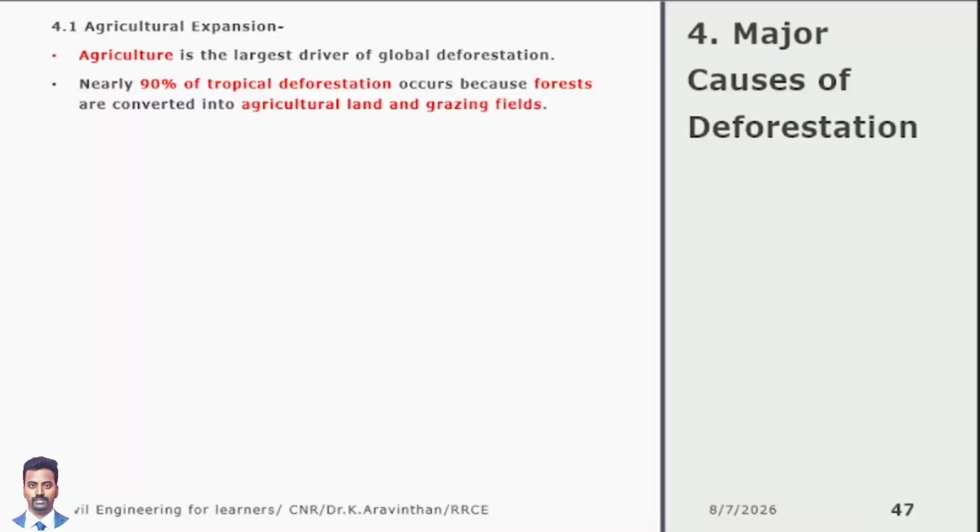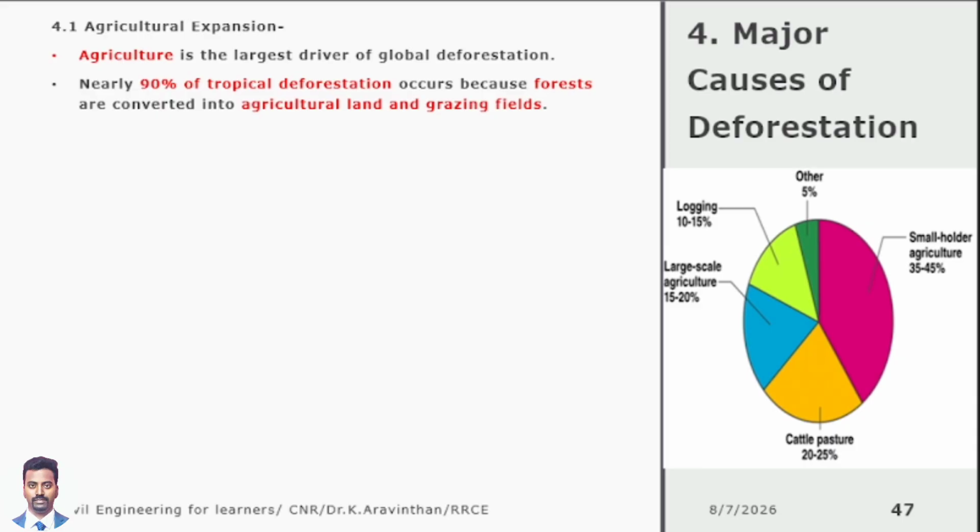Now, let us understand what is the major cause of deforestation. You see, this is a pie chart. By this you can understand, sir, due to what trees are being cut. Which is the first most? Agriculture. They are cutting trees for agriculture only, because forest is converted into agriculture land and for grazing the fields. Can you see the pie chart here?